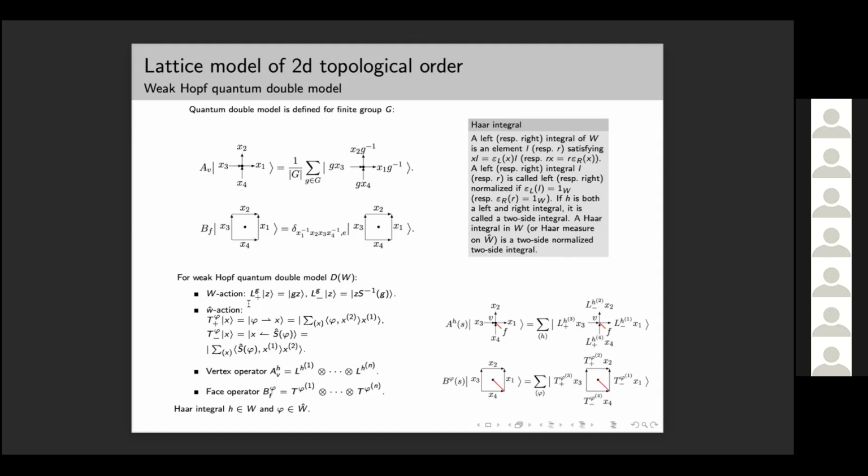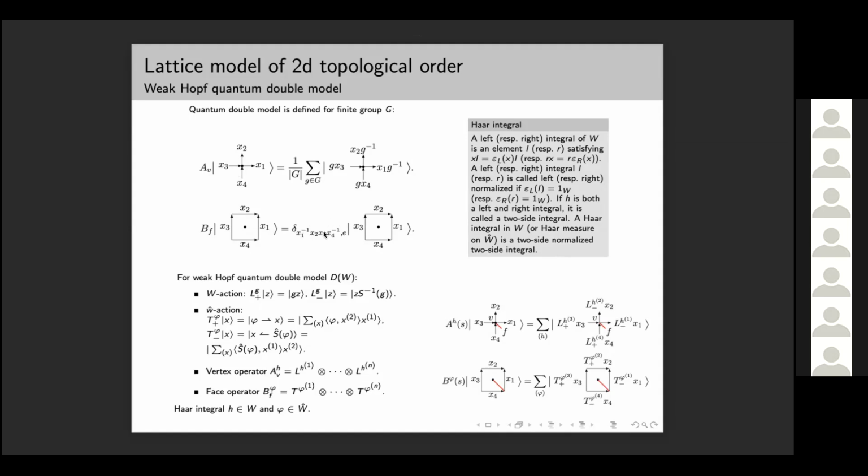I will just explain how to construct the weak Hopf quantum double model. We know that for the finite group, the local operators are constructed in the following way. This AV is the vertex operator. We act on this G according to the direction of each H. And for this BP, we do this kind of operation.